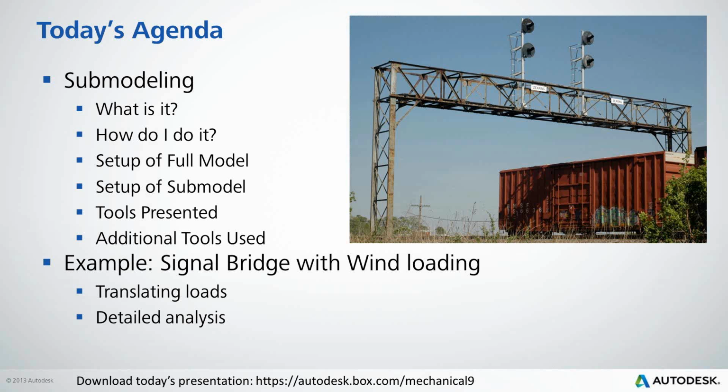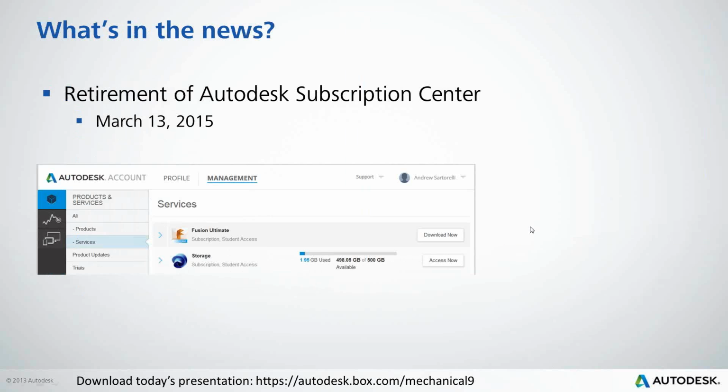So what we're going to be looking at here is a signal bridge with wind loading. I got a little quick picture there of a signal bridge. All it is right now is just basically the structure. We're neglecting everything else on it right now. But we're going to take information from that larger model, and translate it over to a smaller section of the model, which we will model with a little bit more detail to look more closely at what's going on right there for other more specific questions that we're interested in.